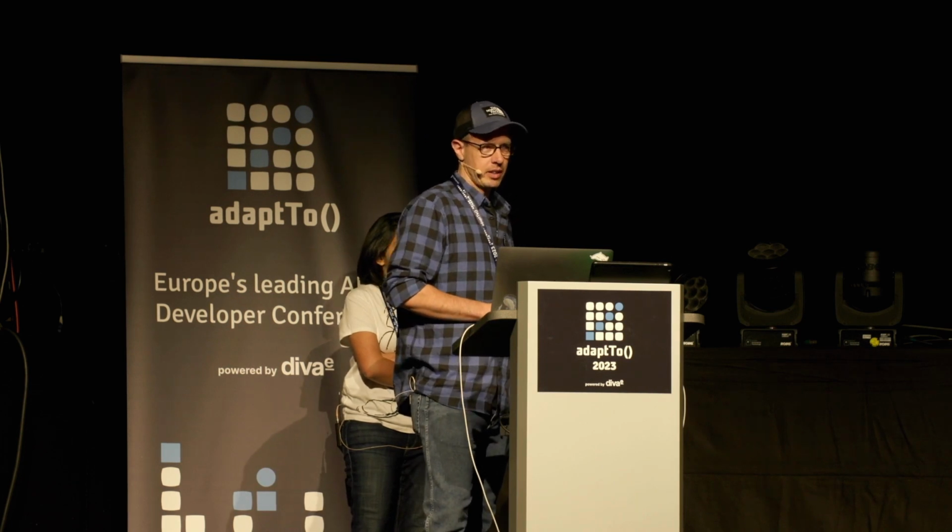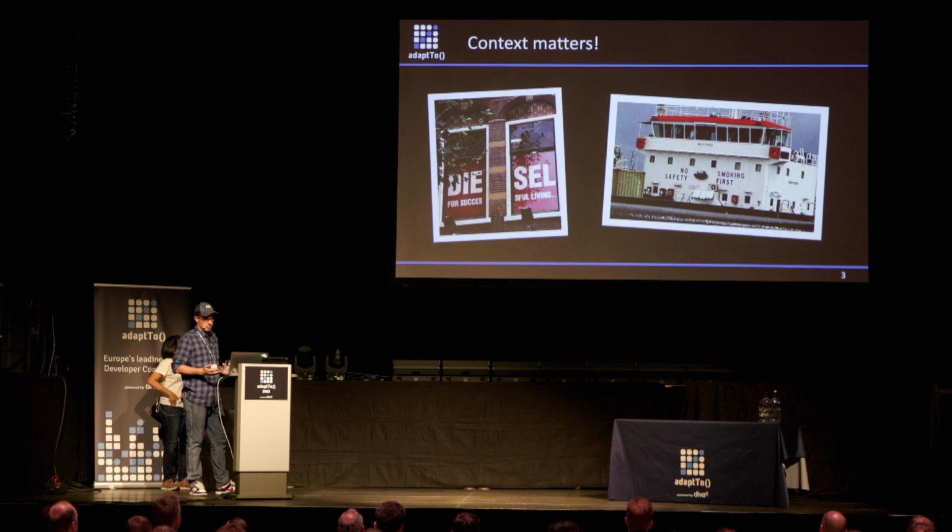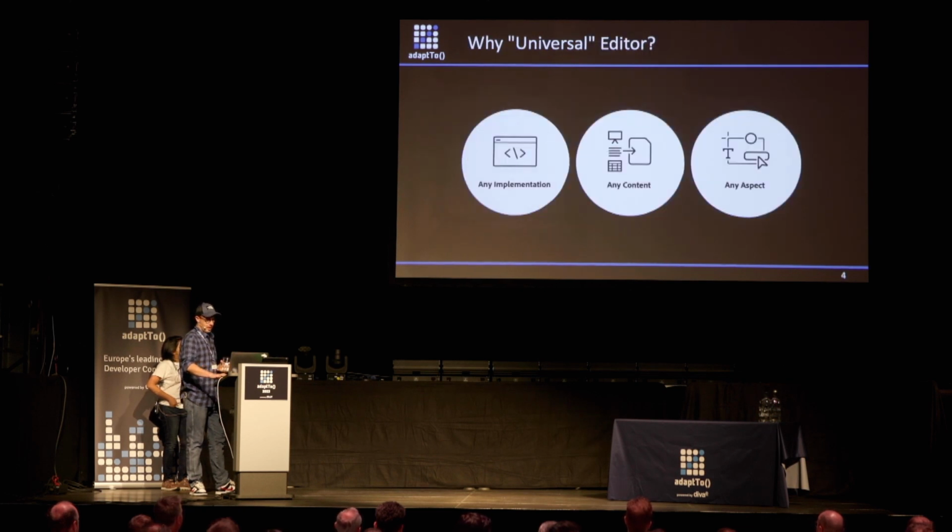So why does the context matter when editing content? For the content author, when editing, everything might look fine, like "diesel for successful living" or "no smoking, safety first." But then when the content lands in the layout, it might look a little bit strange, like for example, "die for success" or "no safety, smoking first." That's why we came up with the Universal Editor, which is solving those problems.